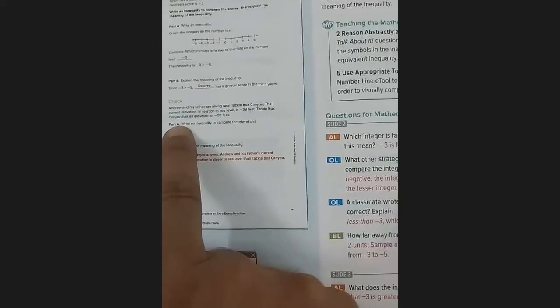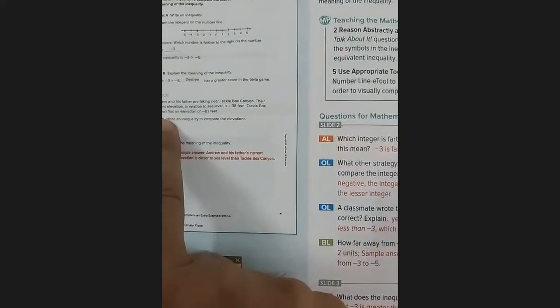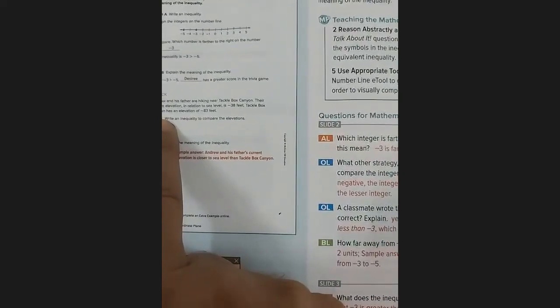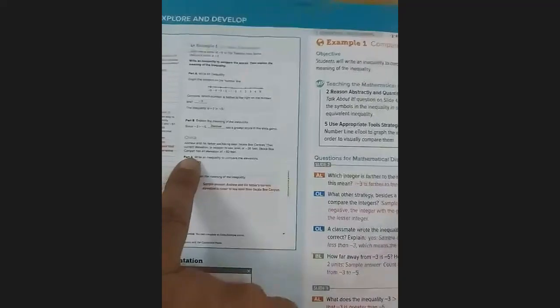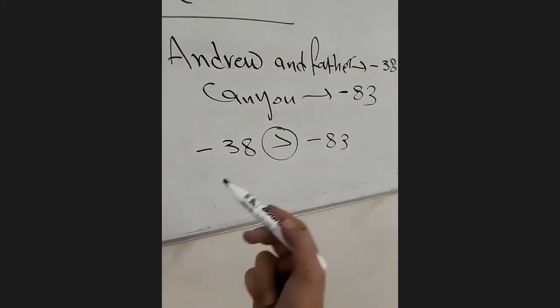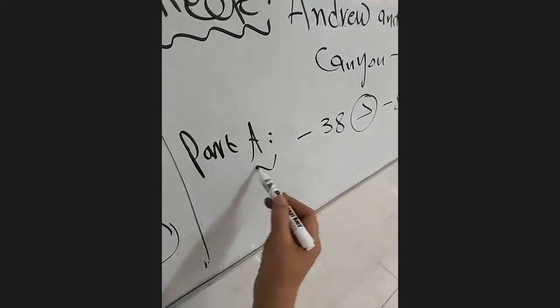Write an inequality to compare the elevations. Now we will write the inequality, guys. We said before, the inequality is to write the numbers and compare between them. This is the inequality. So write it under part A. This is for part A, okay? Write part A.